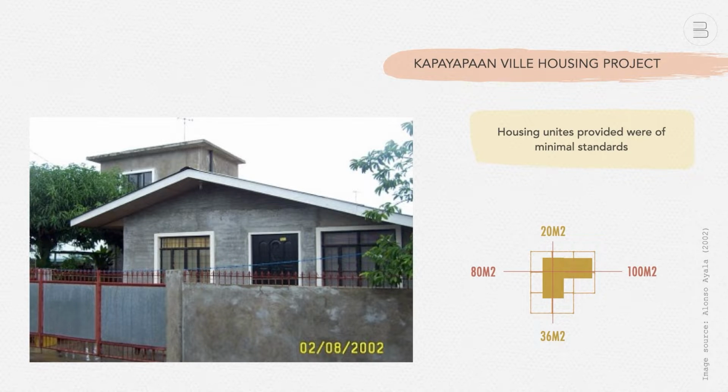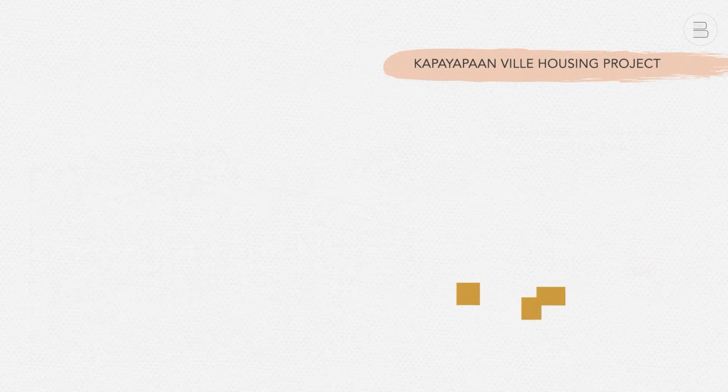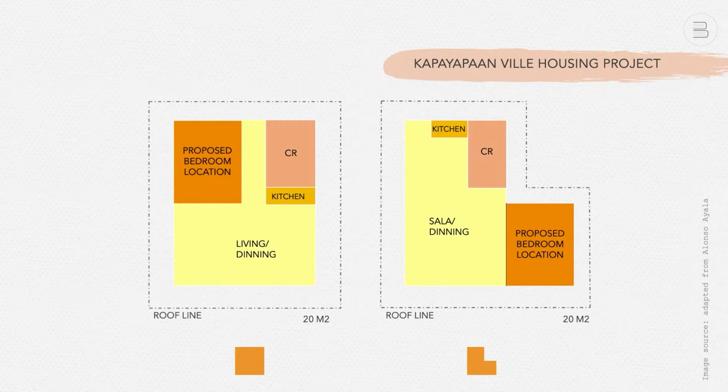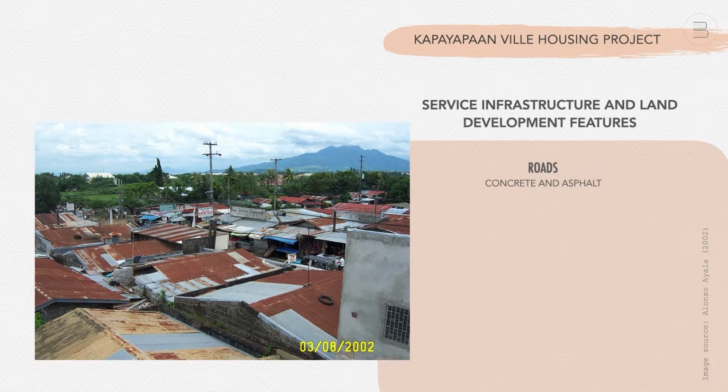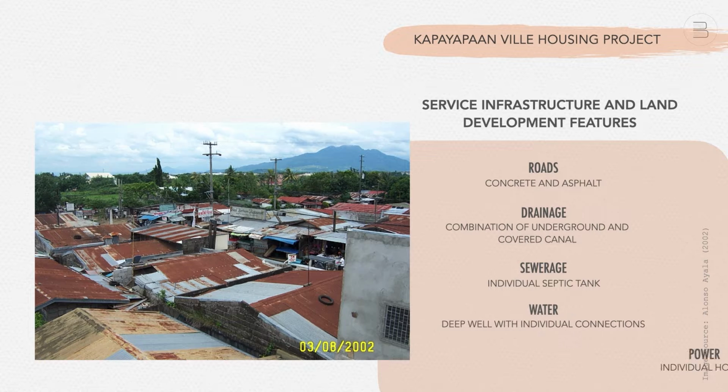The layout, as shown in the graphic, were either a square shape or an L-shaped single space with a separate toilet. Trunk and service infrastructure included concrete and asphalt roads, a combination of underground and covered canals for drainage, individual septic tanks for sewage, and individual water and electricity connection.